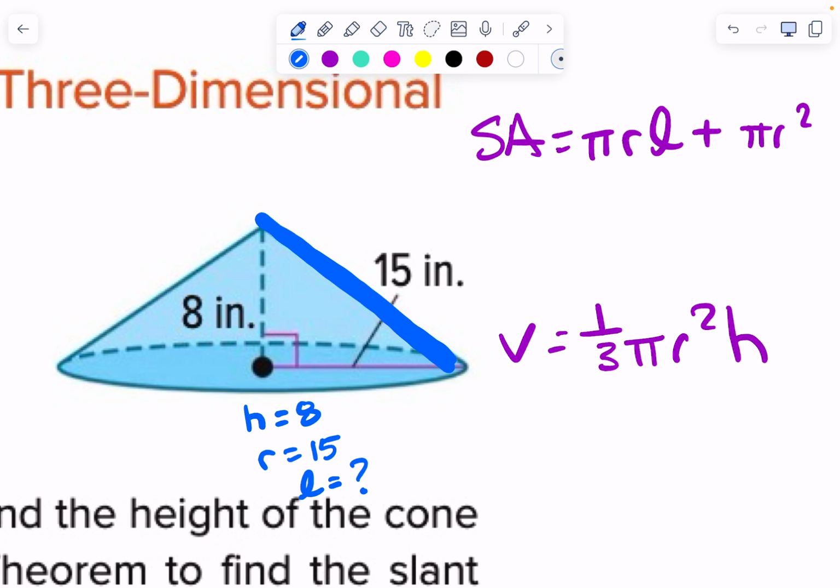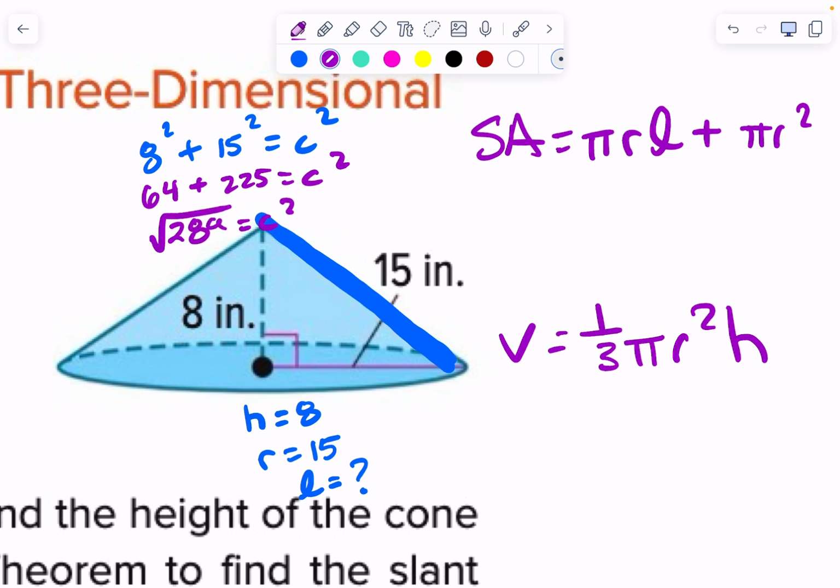Use the hypotenuse. A squared plus B squared equals C squared. So 8 squared plus 15 squared equals C squared. If you know your Pythagorean triples, this one comes out nicely. Do you know this one, Jack? 8, 15, 17. Wow. 64 plus 225 equals C squared. 64 and 225 is 289. And the square root of 289 is 17. So the slant height is 17.